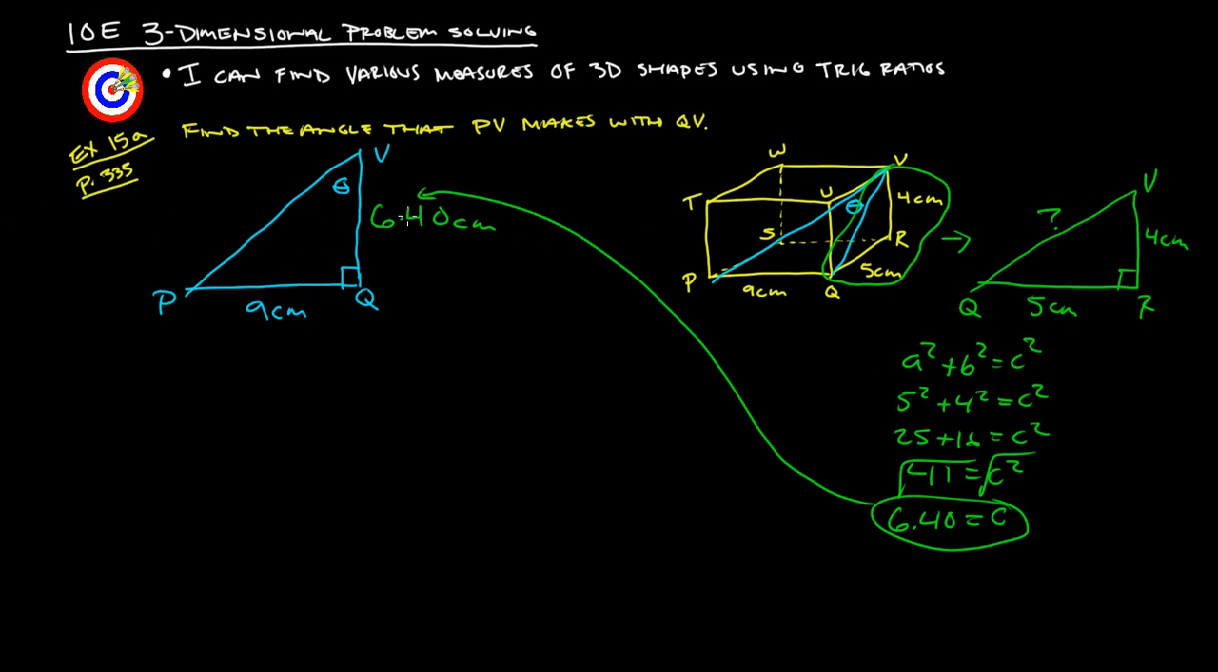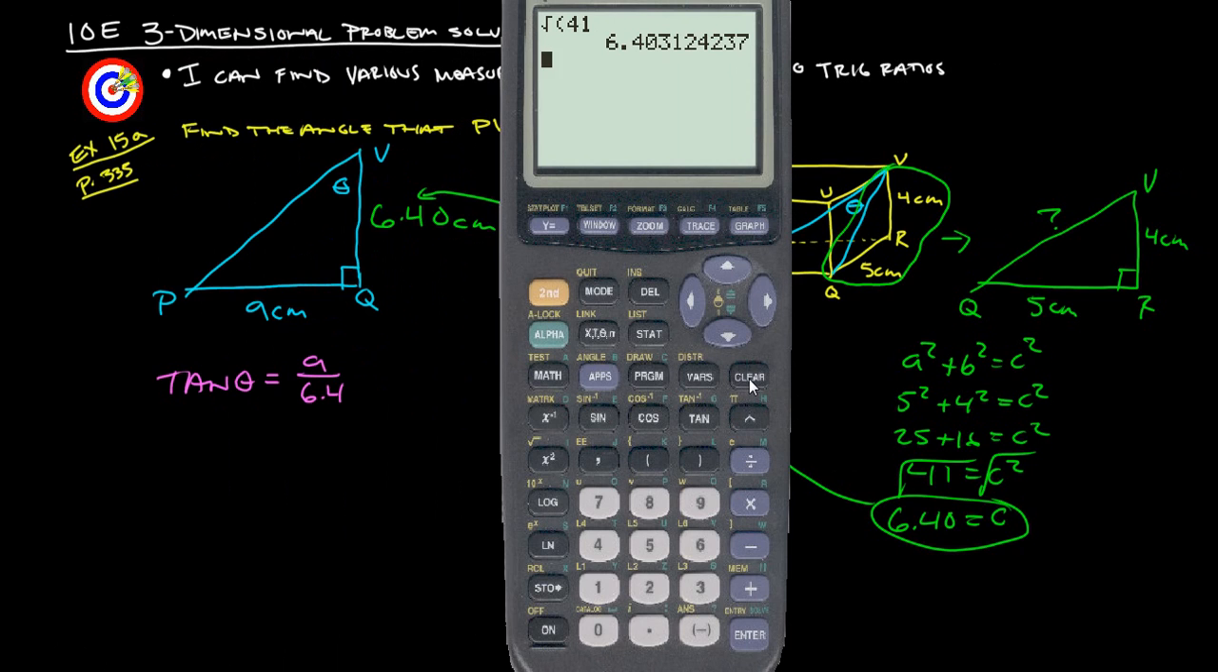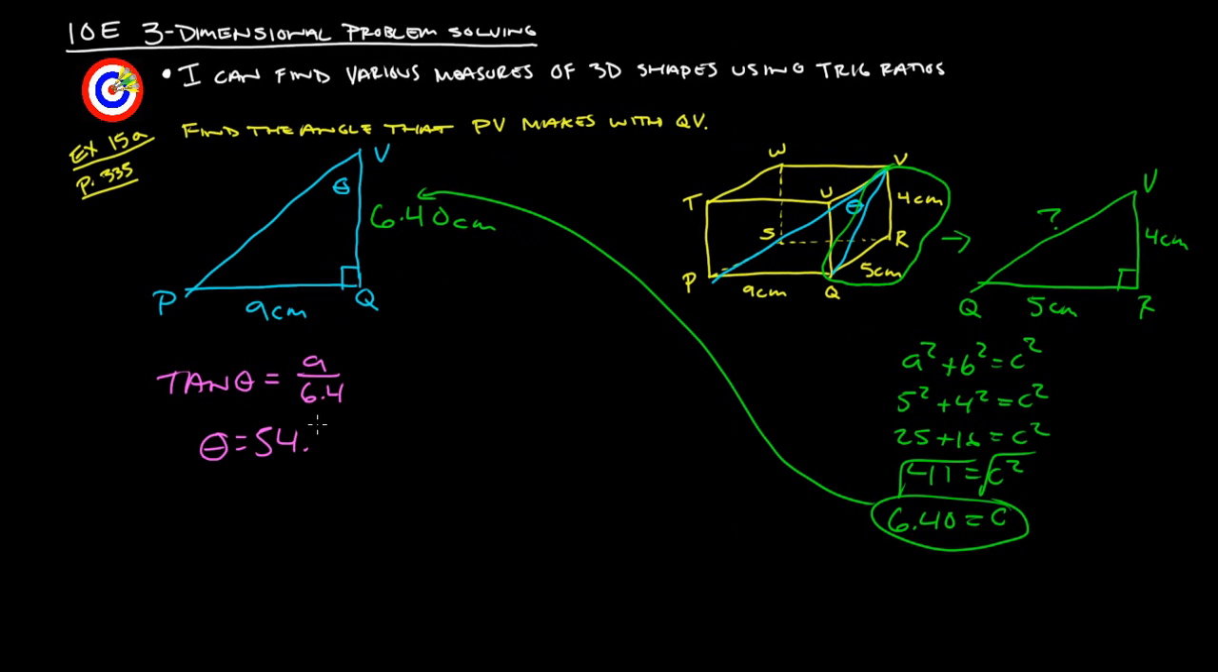So if we want to figure out what this angle is, all we want to do is figure out that this is the opposite and that's the adjacent. So we'll do tangent theta equals 9 centimeters over 6.4 centimeters. Then with our calculator, since we are looking for an angle, we do second tangent of 9 divided by 6.4. And we get 54.58, so let's call that 54.6. So theta equals 54.6 degrees right here, which is PVQ.